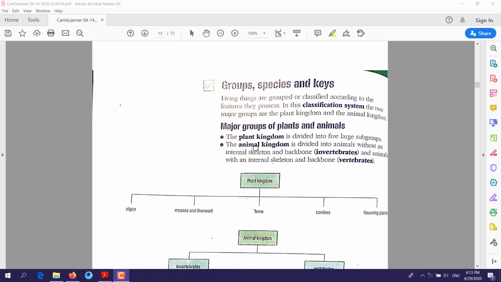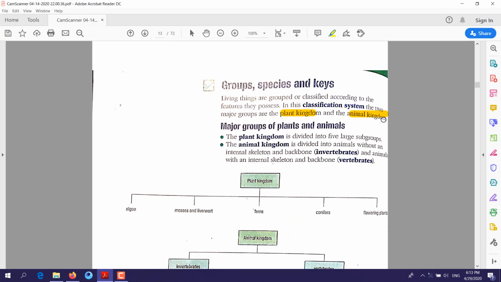As we know, all living things that exist on Earth are grouped into kingdoms. Living things are grouped or classified according to the features they possess or show. In a classification system, the two major groups are the plant kingdom and animal kingdom.